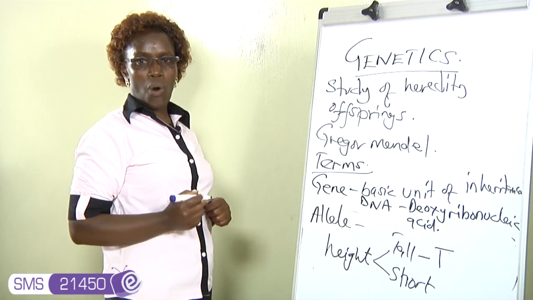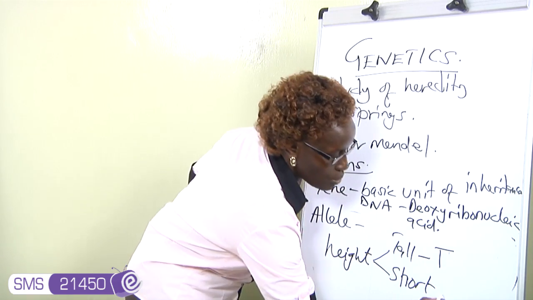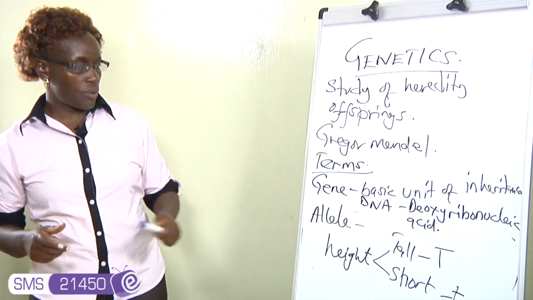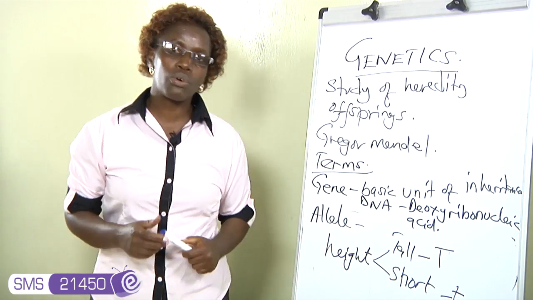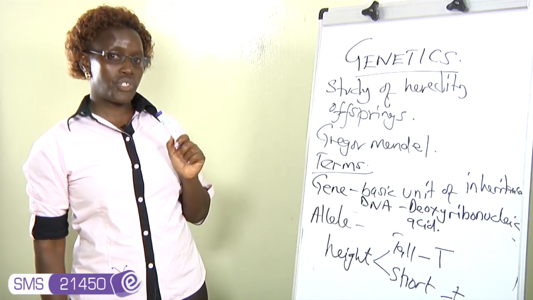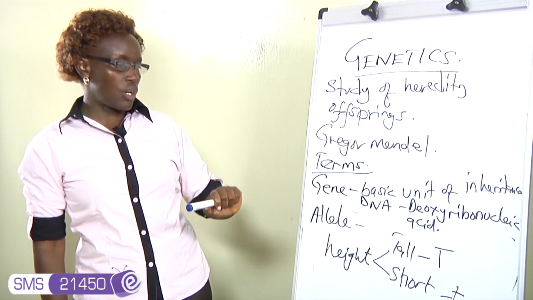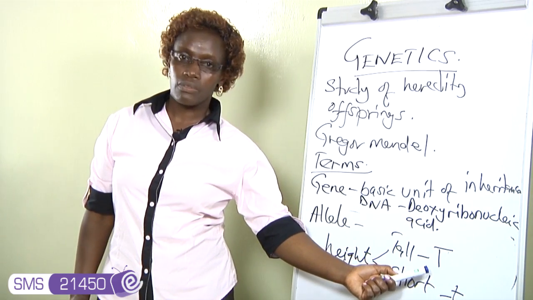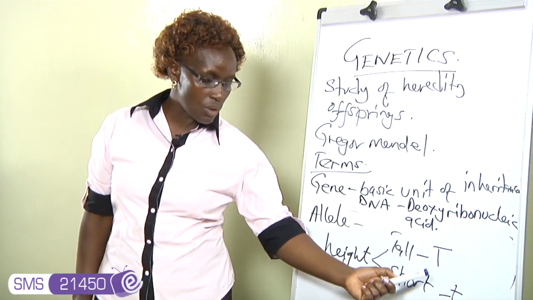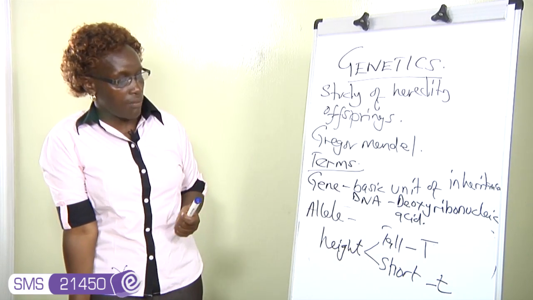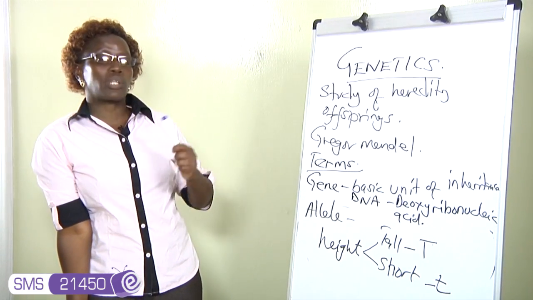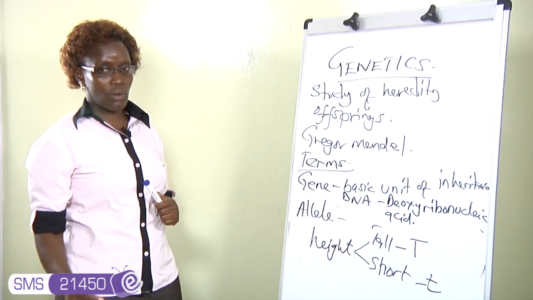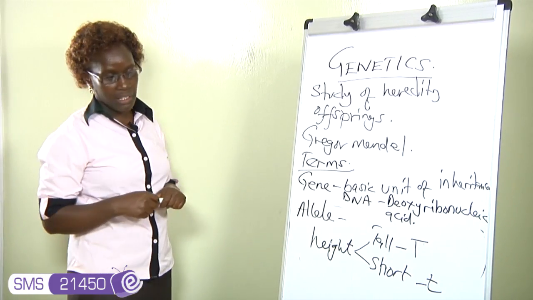I'll be explaining why capital. And we use a small t for shortness. And so these two, capital T and small t, are two genes, but they are alternative. So you can either have the capital T for tallness or the small t for shortness, and when you have both, we'll discover what happens when we continue in the terminologies.